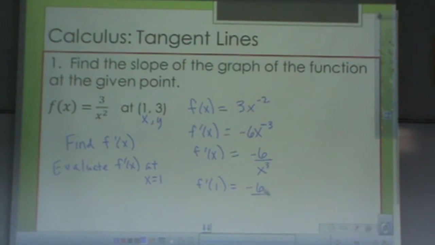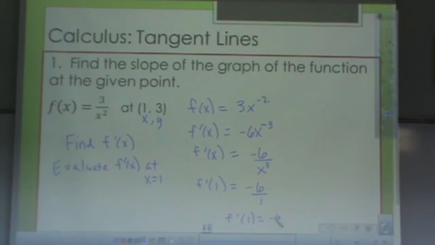So that's substituting a 1 for x. 1 to the 3rd power is 1. -6 divided by 1 is -6. So I have just found that the slope of the graph at the point 1, 3 is -6.